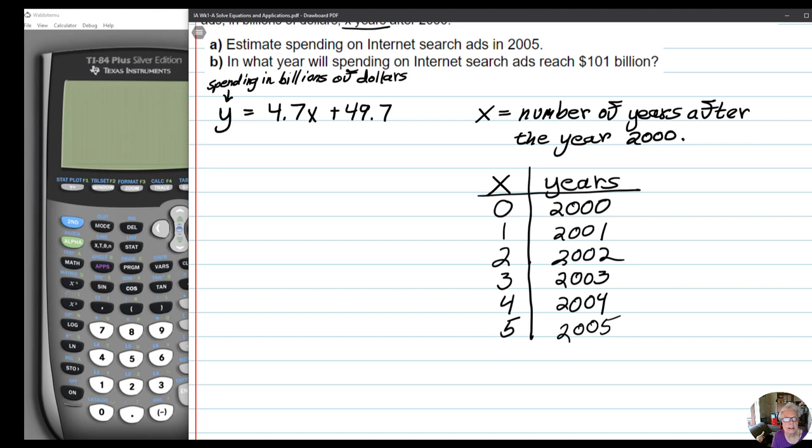So what does it mean by estimate spending on internet search ads in the year 2005? See these decimals? They were rounded. Whenever you round a decimal, you're approximating. You're not getting an exact answer, you're getting an approximate answer. In real life, we deal with approximations almost all the time. There's almost never any such thing as an exact answer, except for simple little algebra problems.